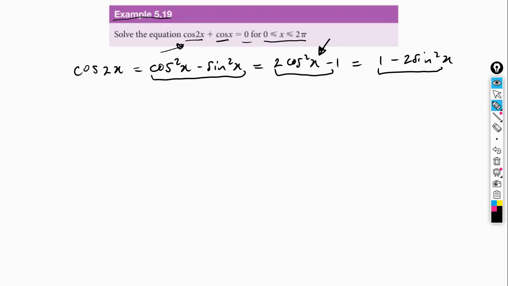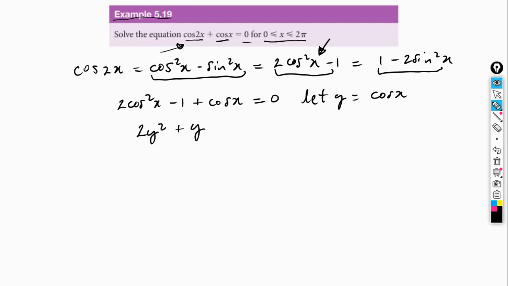So then we can rewrite this as 2 times cosine squared of x minus 1 plus cosine of x is equal to 0. And then if we do a substitution, although it's not necessary, sometimes it's more comfortable, let y equal cosine of x, we can rewrite this as 2y squared, and I'm going to rearrange a little bit, plus y minus 1 is equal to 0.